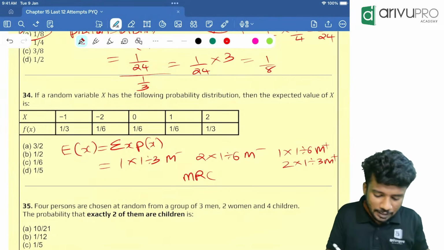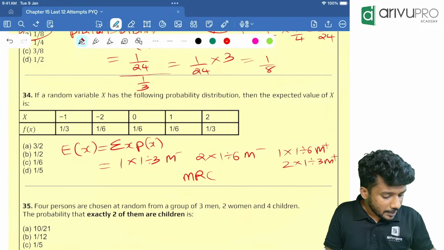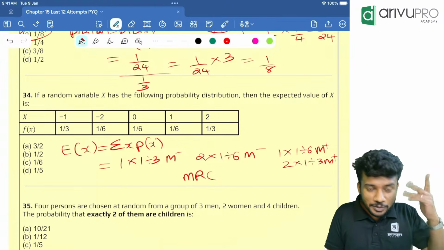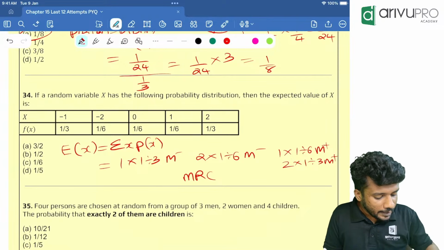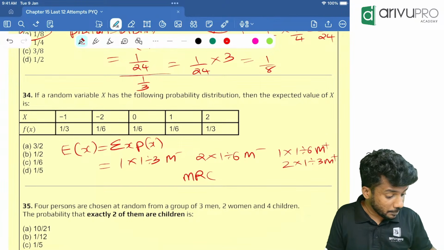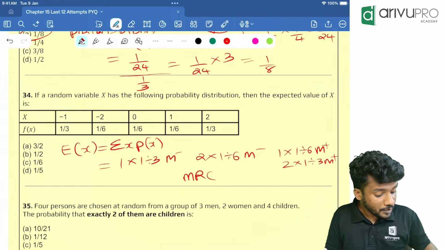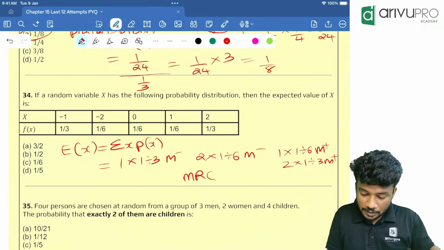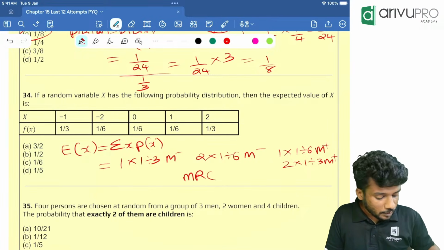Okay, yes, take your calculator. So 1, clear the memory first. I was about to do without clearing the memory. Okay, MRC 2 times you click. 1 into 1 divided by 3, M minus. 2 by 6, M minus. Then 1 into 1 by 6, M plus. Then 2 by 3, M plus.